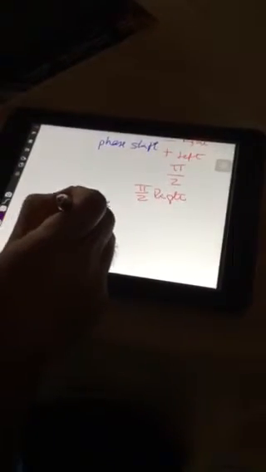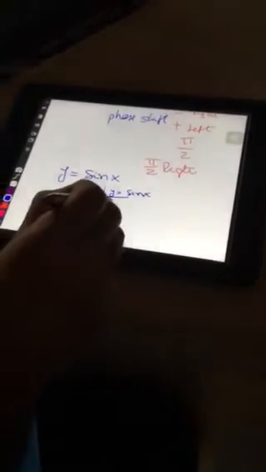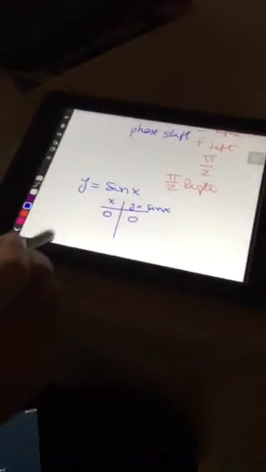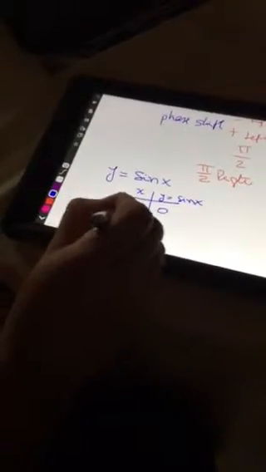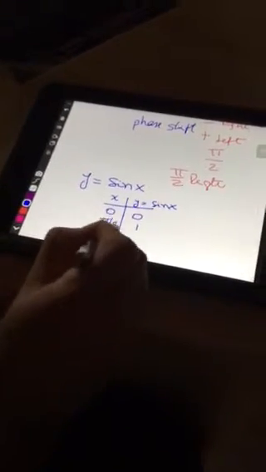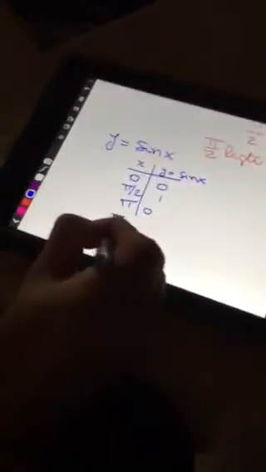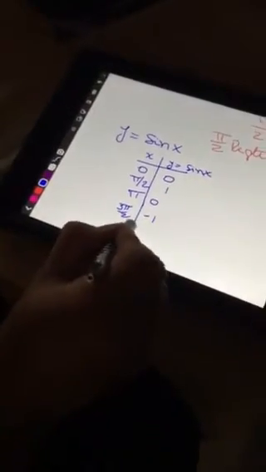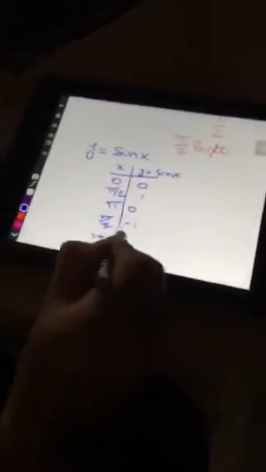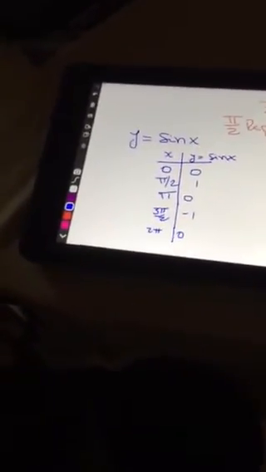So when x equals 0 and y equals sine of x, I should know by heart that when x equals 0, sine equals 0. When x equals pi half, it is equal to 1, and I keep going. When it's pi, it is 0, and when it's 3 pi half, it is minus 1, and when it's 2 pi, it is equal to 0 again. So these are the key points of the sine function.